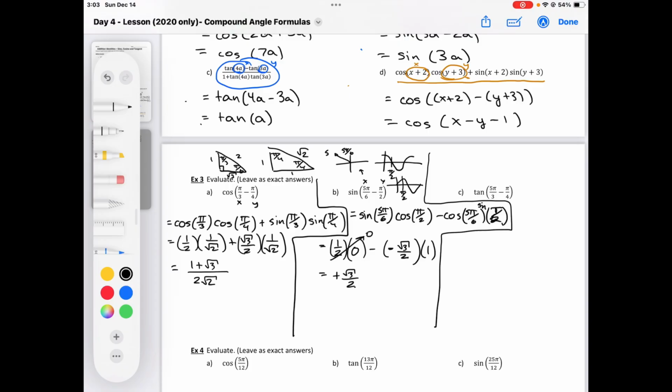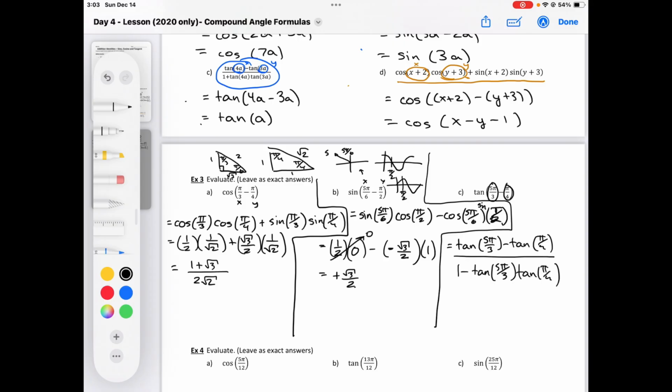The last example, we're going to be using tan. So I've got my x value and my y value. Since I'm subtracting, that is the identity that I'm going to use. So I've got tan of x, which is 5 pi over 3, take away tan of y, which is pi over 4, all over 1 plus those two values multiplied together. So I've got tan of 5 pi over 3, and then tan of pi over 4.